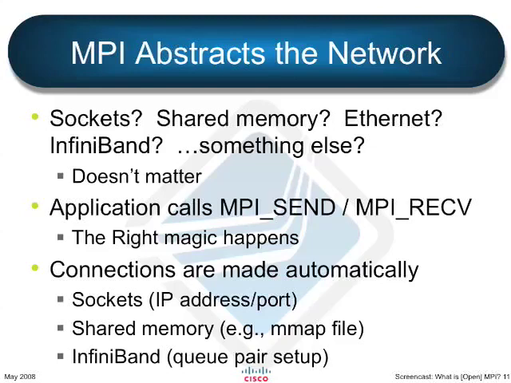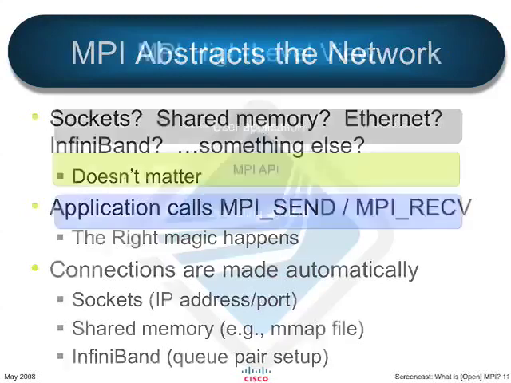Another major thing that you don't have to worry about is making connections. So with sockets, there's no need to worry about IP addresses or ports or any of that kind of stuff, or shared memory. What's the name of the memory map file, or should I use system? It doesn't matter. MPI takes care of that for you. And boy, even setting up InfiniBand queue pairs can be rather complicated. So let's hide all that kind of stuff from the target audience, the scientists and engineers and things like that, and just have them do MPI send and receive, and the right stuff happens underneath.